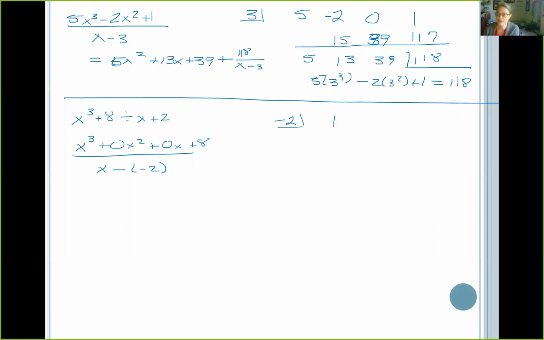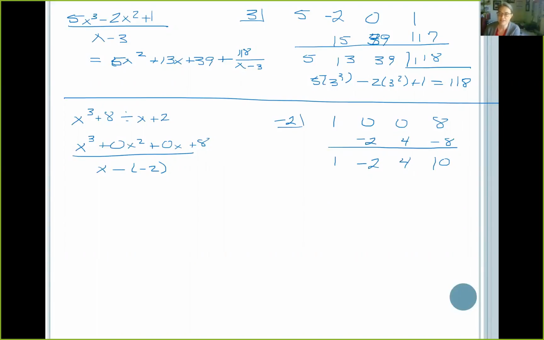Write down the coefficients of my polynomial and do my synthetic division. Drop down the 1, multiply negative 2 times 1, we get negative 2, and add to 0. Negative 2 times negative 2 is 4, plus 0 is 4. Negative 2 times 4 is negative 8. Add them together, and we get a remainder of 0.